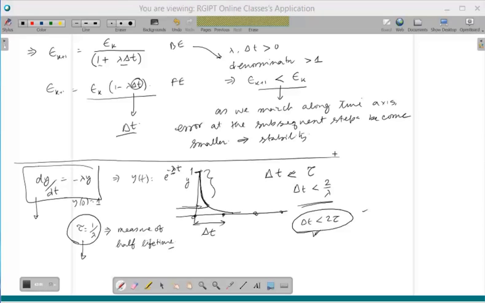So that is what we got for forward Euler. Backward Euler is always stable anyway. All right, next.